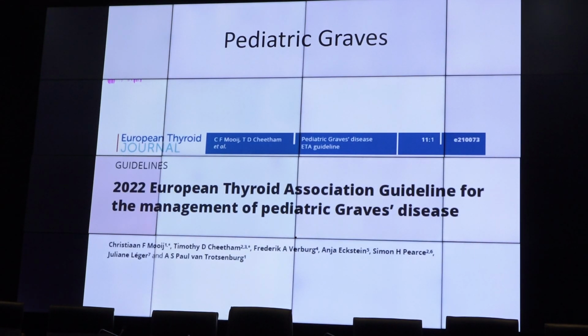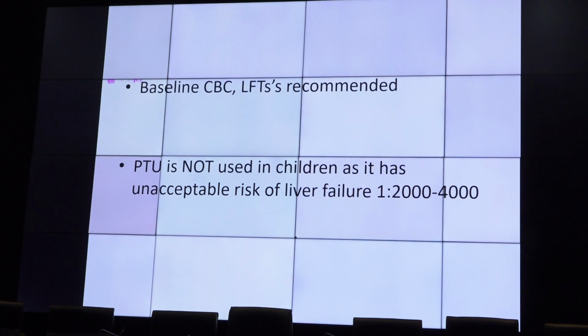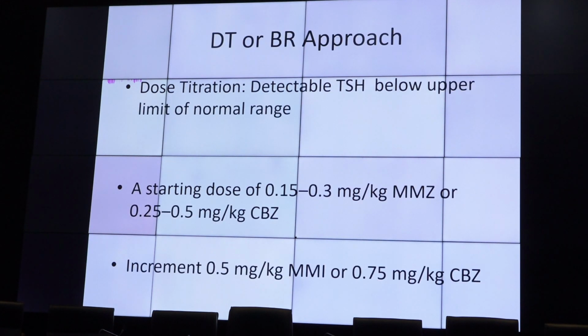Now newer guidelines have come. I don't know why so many guidelines come. Anyways, the 2022 pediatric Graves guidelines have come. More or less it is the same, but baseline CBC and LFTs are recommended. In adults, we do not recommend monitoring the baseline. We usually do not; it's always better if we do it, but it is not recommended. But in children, it is recommended to measure the baseline CBC and LFTs. PTU is not to be used in children as far as possible because of the unacceptable risk of hepatic failure.